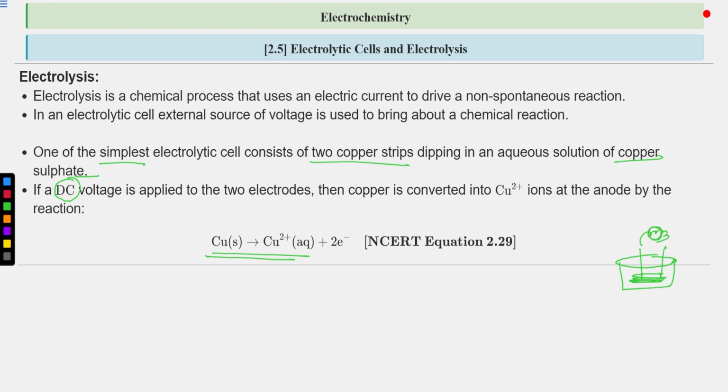So if a DC voltage is applied to the two electrodes, that means if we connect a DC voltage to this wire, then the copper metal in solid state will convert to Cu2+ ions in the aqueous form at the anode. At the anode, this reaction will happen. This reaction is marked as equation 2.29 in the electrochemistry chapter of the NCERT textbook.